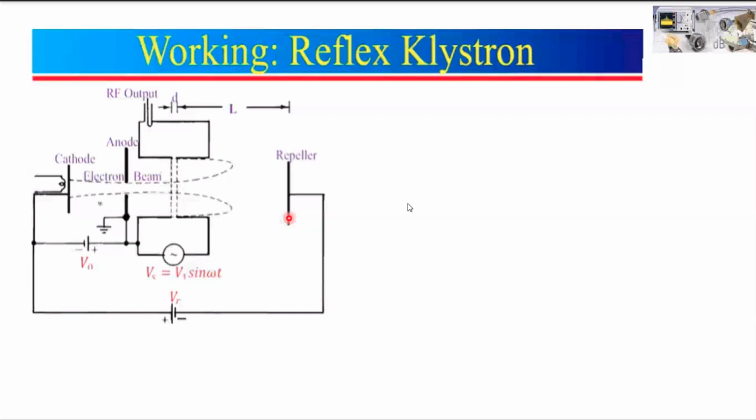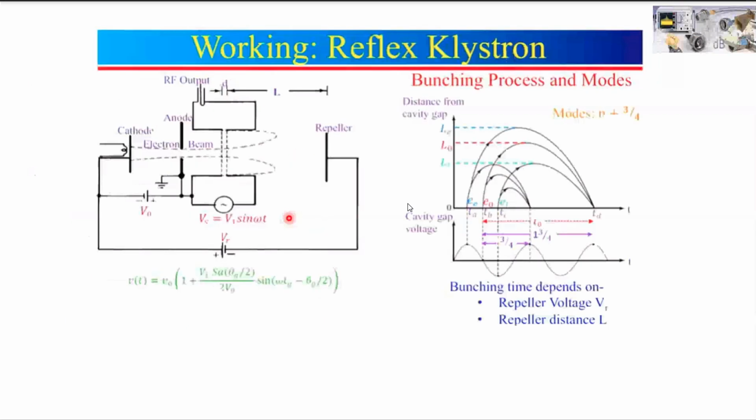The electron beam is injected from the cathode, the same as we explained for the two cavity klystron. The injected beam travels with a uniform velocity up to the cavity. In the cavity gap the velocity of the electrons is modulated, and those velocity modulated electrons enter the repeller space with different velocities. Because of this velocity modulation and the repulsive force from the repeller plate, the bunching process takes place.